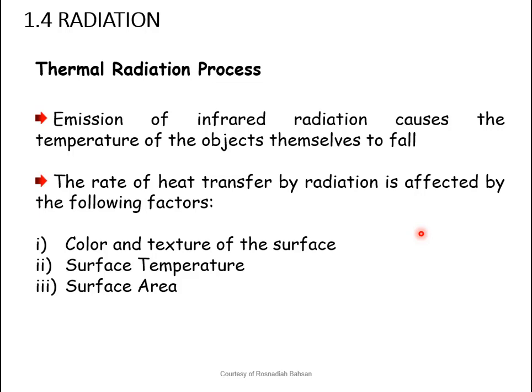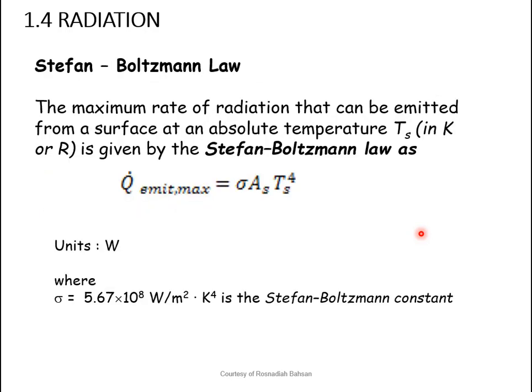Okay, so the rate of heat transfer by radiation is affected by the following factors. Color and texture of the surface. Color affects the radiation heat transfer. Surface temperature and also surface area.